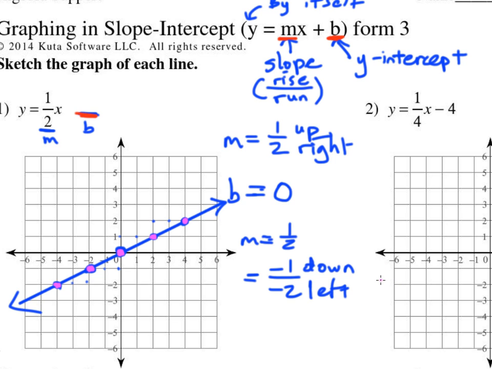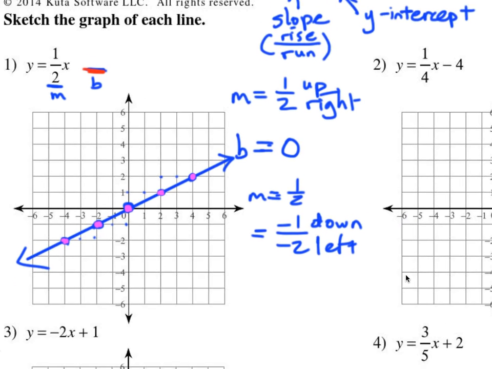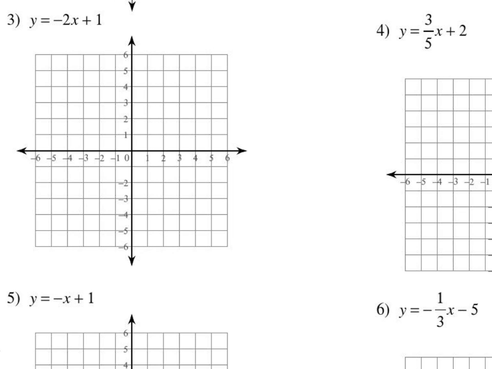Why don't we take a look at another one? Let's take a look at number 3. So we've got a negative here. Y equals mx plus b. This is our m. This is our b. So what is our m? Our slope equals -2. But let's write that as a fraction. -2 over 1. What is our b? What is our y-intercept? It's just the number 1.